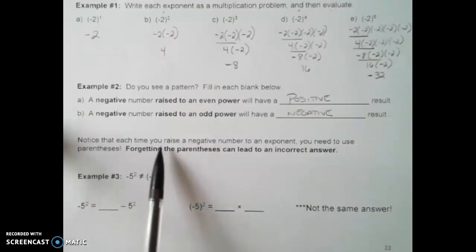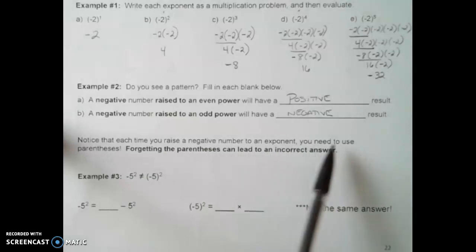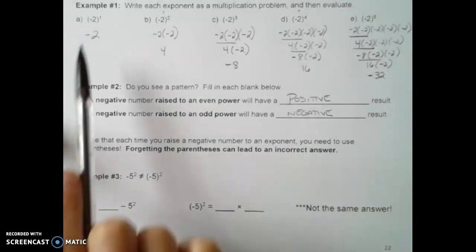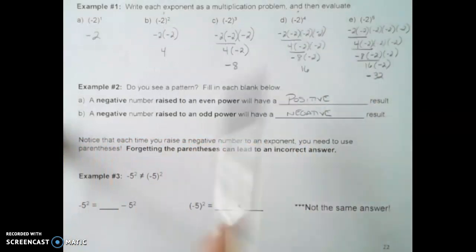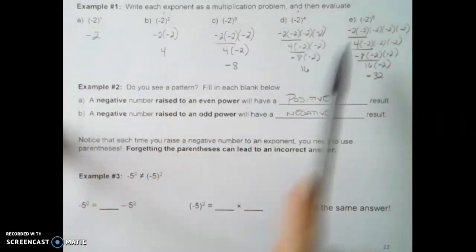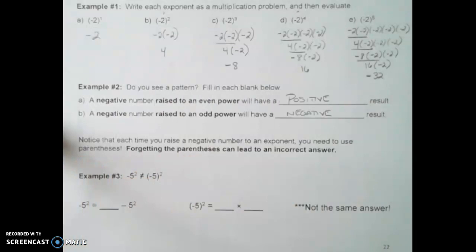Notice that each time you raise a negative number to an exponent, you need to use parentheses. In all of these examples, when I was raising the number -2 to an exponent, I had to put the -2 inside of parentheses. If you forget the parentheses, this can lead to an incorrect answer.